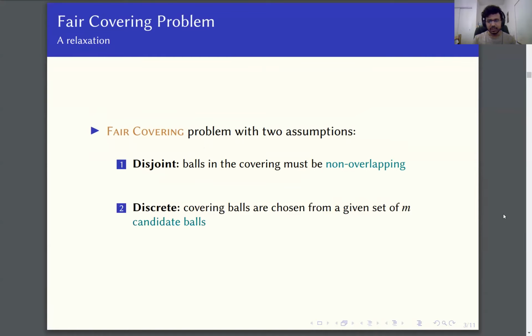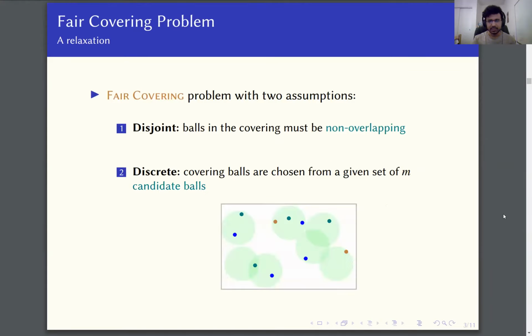In this case, in the input, along with the colored set of points, we are given a candidate set of m unit radius balls. And the solution can only choose the balls from this candidate set. Hence, the input to the fair covering problem now looks like this.